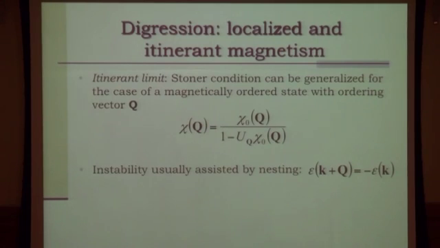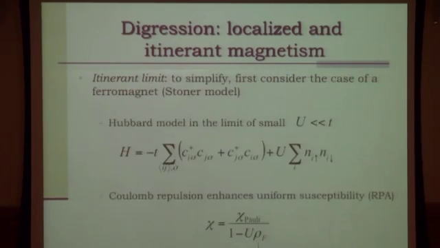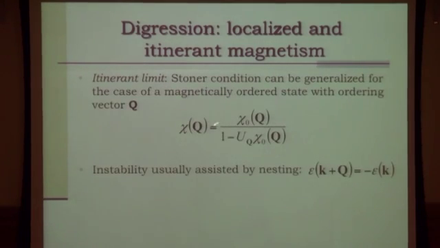Now, what happens if I want to find antiferromagnetism? Well, you do the same calculation, but now not at the ordering vector 0, but at an arbitrary ordering vector q. And that is the general formula for the susceptibility. But now, notice that I don't have the U at the site, but the U at the wave vector q. Now, there's a very interesting case, the so-called nesting case.